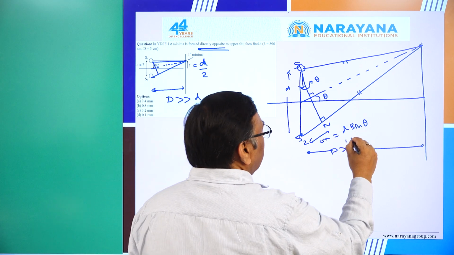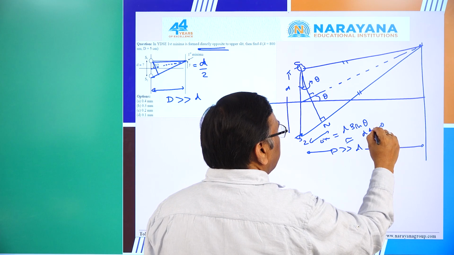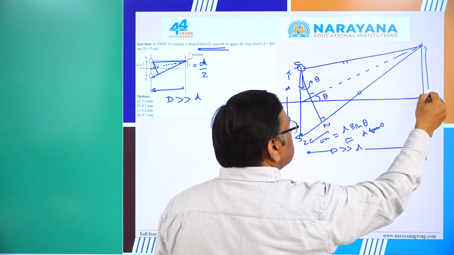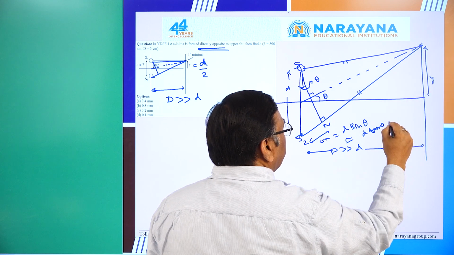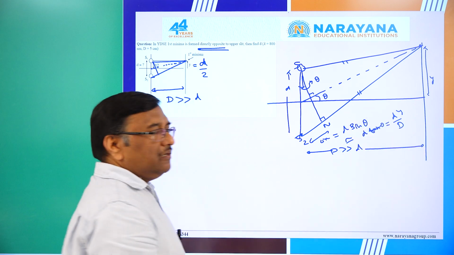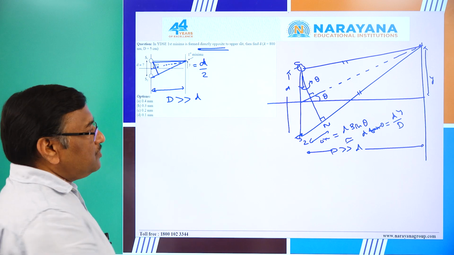So what we can approximate is going to be d tan theta also. The moment I write it, d tan theta is nothing but what? This distance, if I say is y, I can write it is d into y divided by capital D. In the question he is saying y is equal to d by 2. What is my path difference?